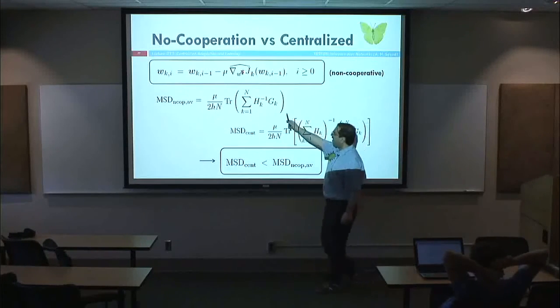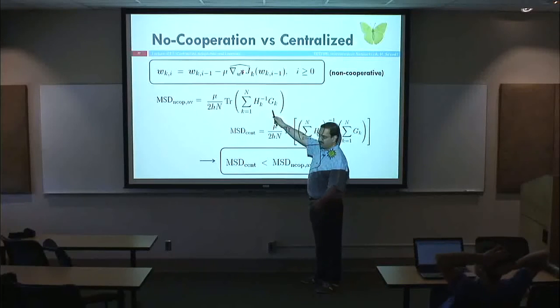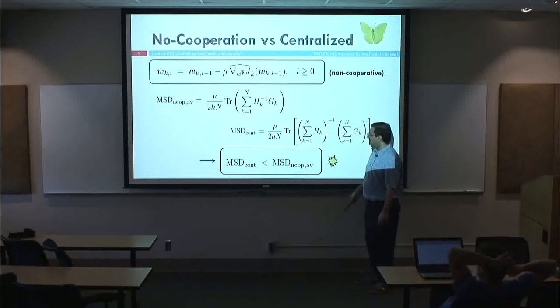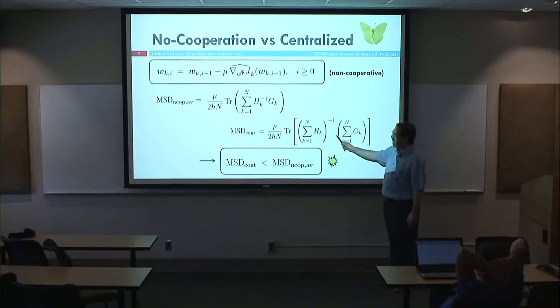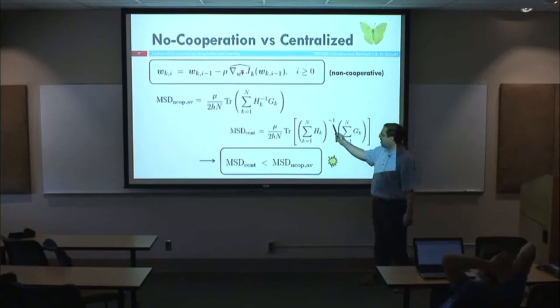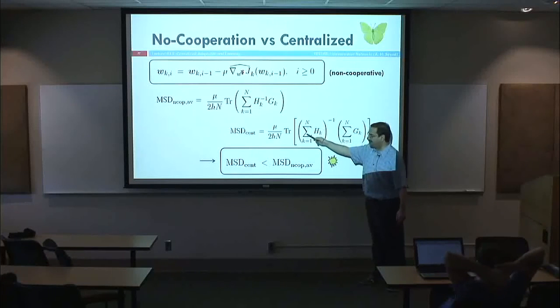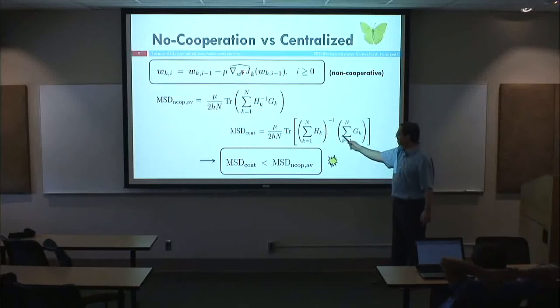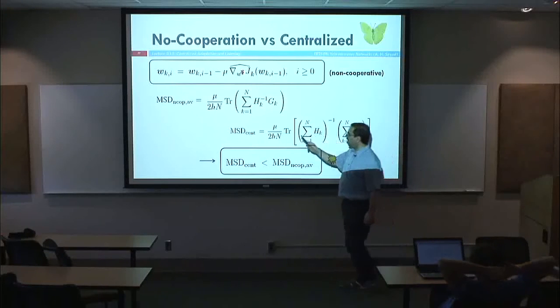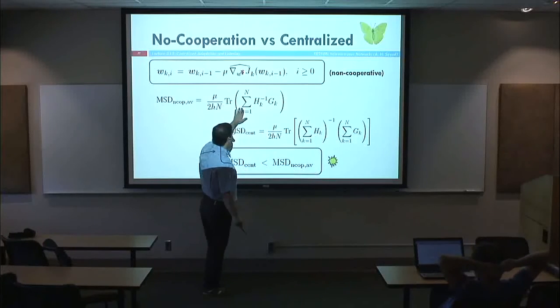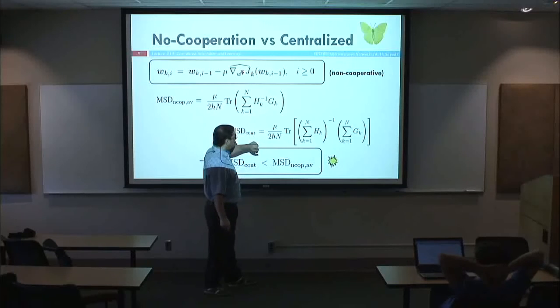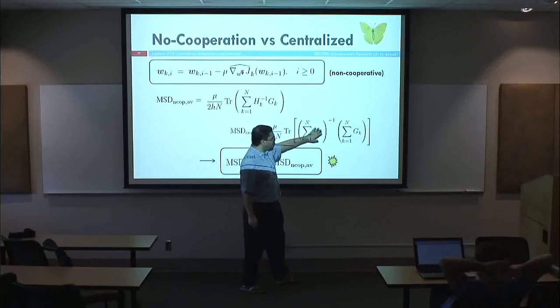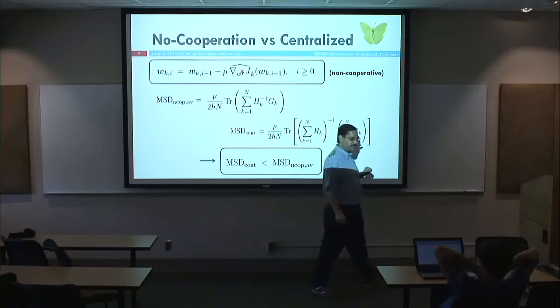So the average non-cooperative performance, this is what I just wrote on the previous slide. And this is the performance for the centralized solution that we derived, right? It is the inverse of the aggregate Hessian times the aggregate gradient noise. So compare. Here you have the trace of the sum of these products. Here you have the trace, you invert the H's, and then you multiply by the sum.